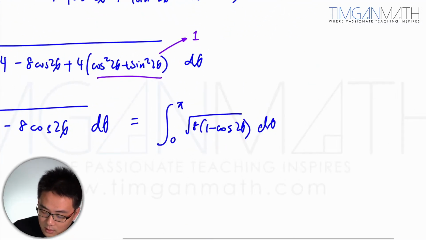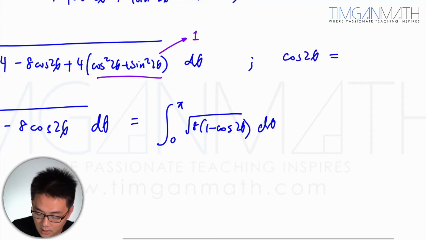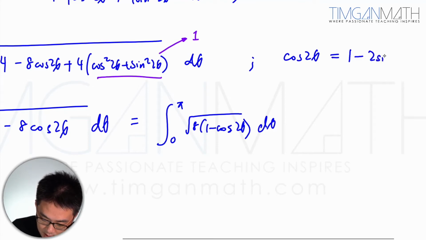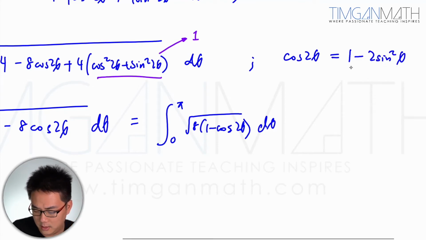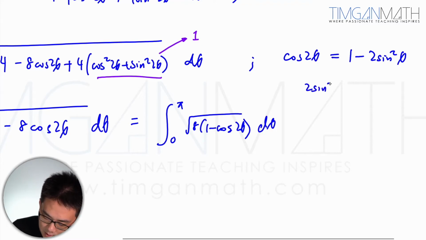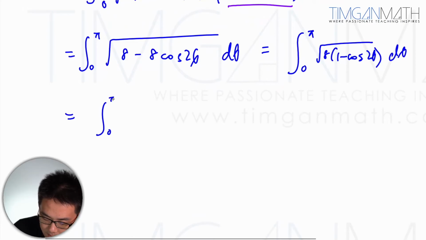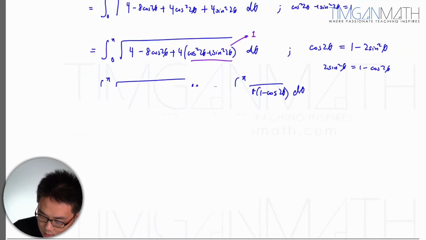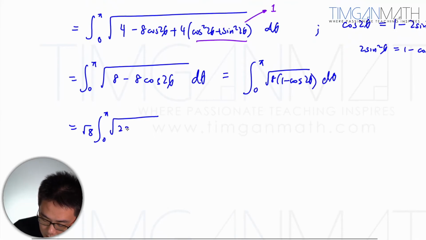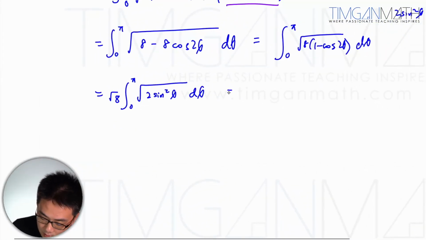Obviously, 1 minus cosine 2 theta, we could change it using the double angle and hope that we get something out of it. Basically, 2 sine square theta is equal to 1 minus cosine 2 theta. So we could simplify this. Root 8, I'll bring it out, from 0 to pi, with 1 minus cosine 2 theta being 2 sine square theta, d theta. Root 2 we could bring out as well.